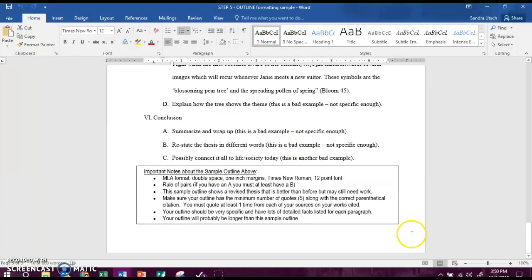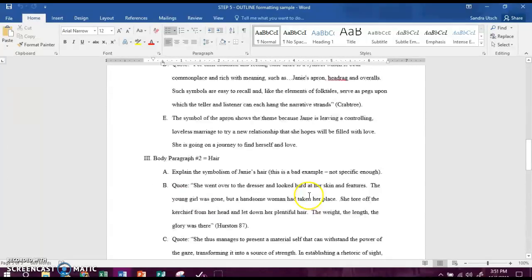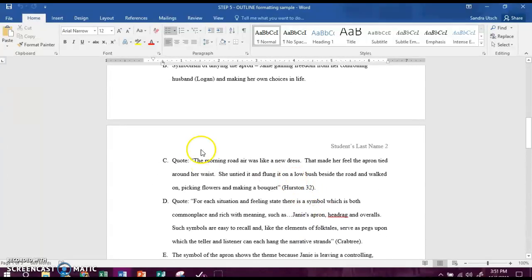Down here at the bottom, there's some reminders. These are basically the same as the instructions we talked about in the other packet. MLA formatting, rule of pairs, revised thesis statement, minimum number of quotes, many more specifics than this example does. And your outline will be longer than this sample. The sample's only 3 pages. Yours is going to be more like 4, 5, 6 pages.